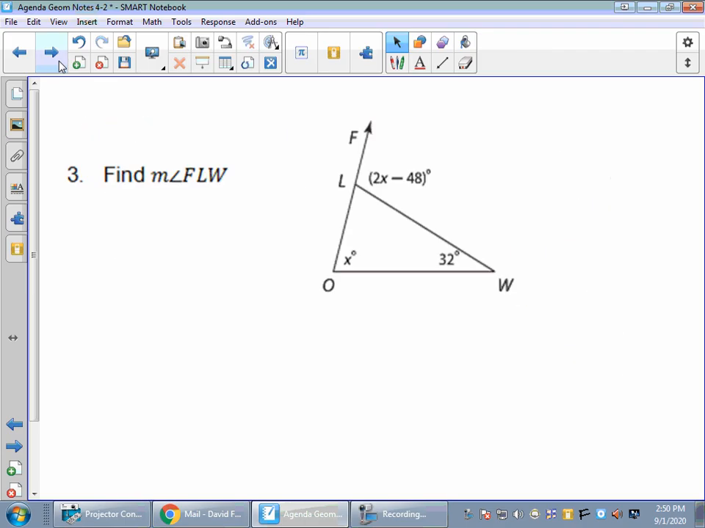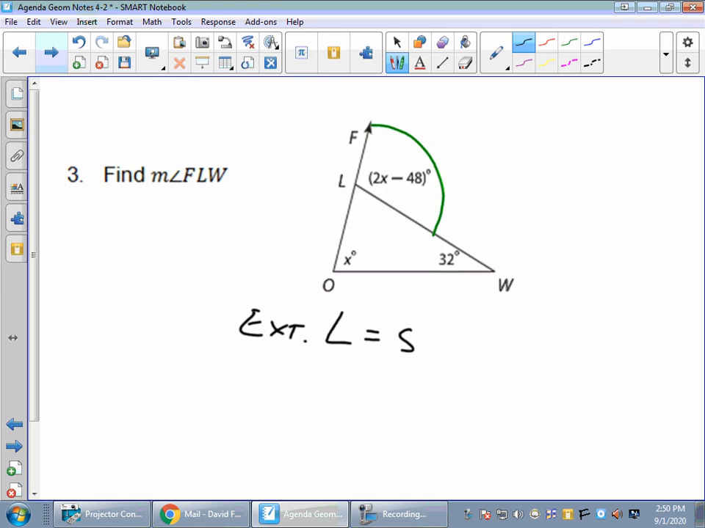Okay? Now let's do one more together, and we'll leave one more for you. Find the measure of angle FLW. All right, so if we look at this angle here, this is an exterior angle. It's a large angle, and it's exterior to the triangle. If you remember when we talked about exterior angles, the exterior angle is equal to the sum of the remote interior angles. Right? That's the theorem we talked about.